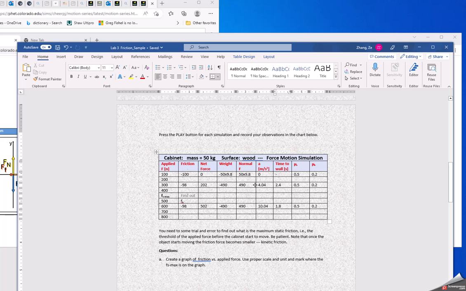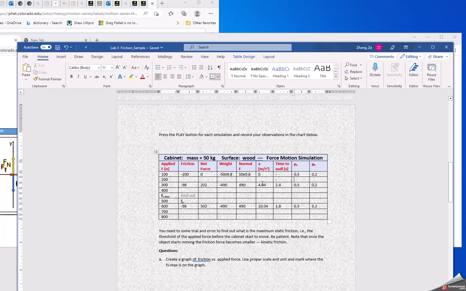And so actually between 200 and 300 there's a threshold. In other words, below 200 basically the object is not moving. So you would see no acceleration. Time to the wall is irrelevant, and these are the same, but it's not moving. So once you're beyond 300, then you have kinetic friction. The object is moving. You will actually have all the data here.